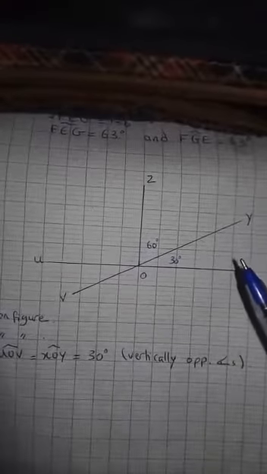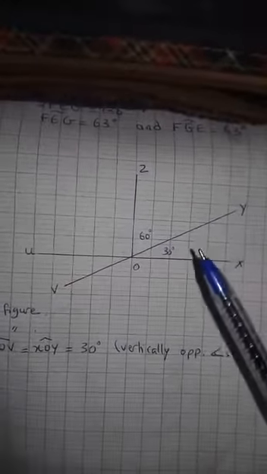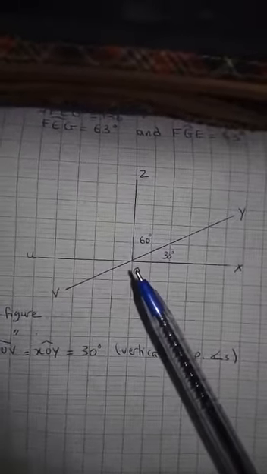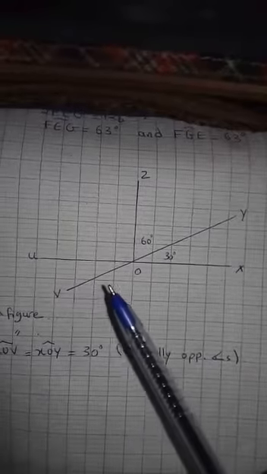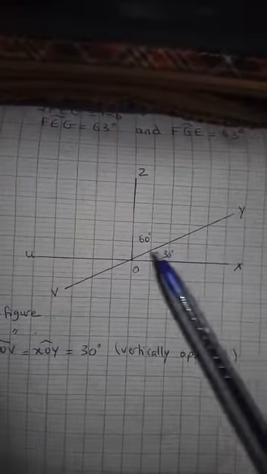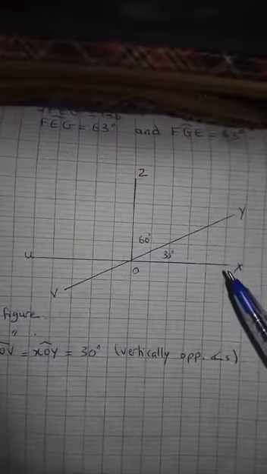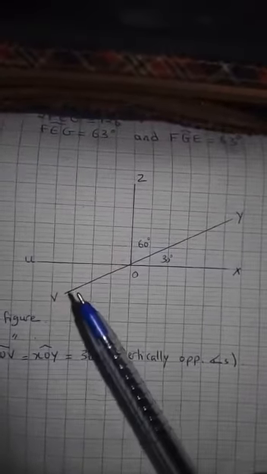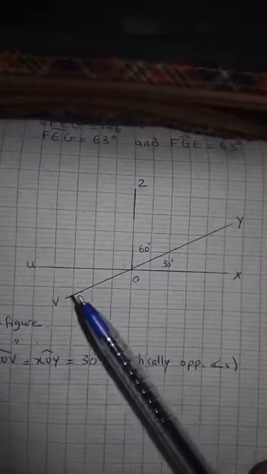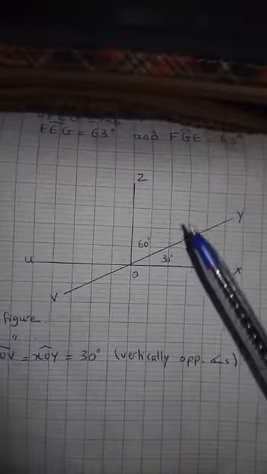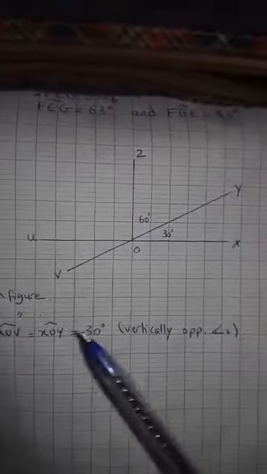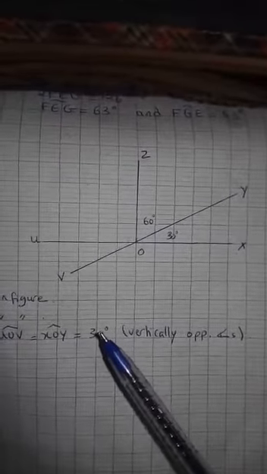If we see here, UOV is vertically opposite angle to XOY. Since by definition, the semi-line OV is the extension of the side of the angle XOY, and OV in turn is the side of the second angle, then these two angles are vertically opposite. Then UOV equals 30 degrees. So UOV equals XOY, they are vertically opposite angles, equal to 30 degrees.